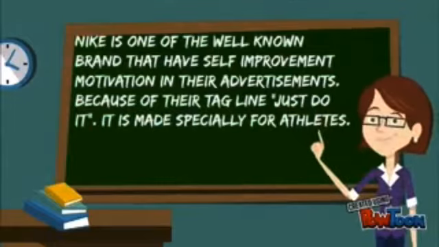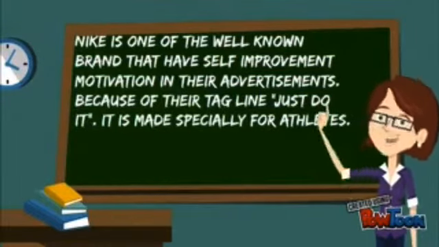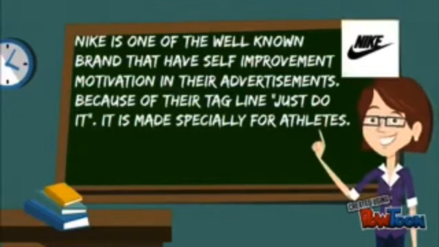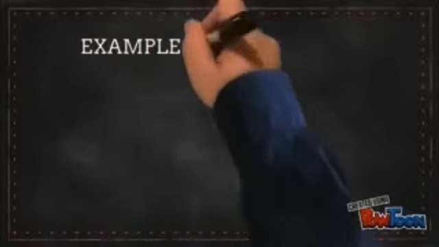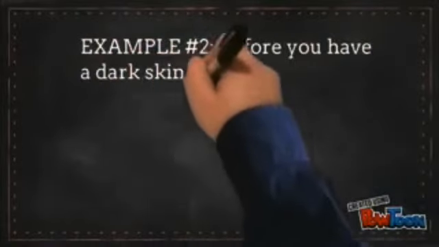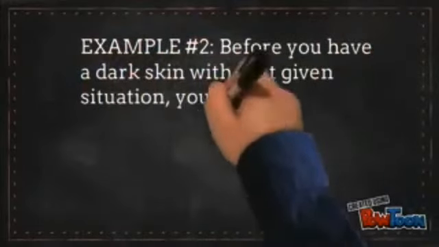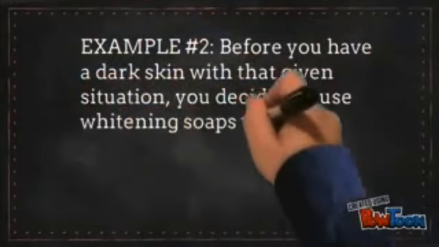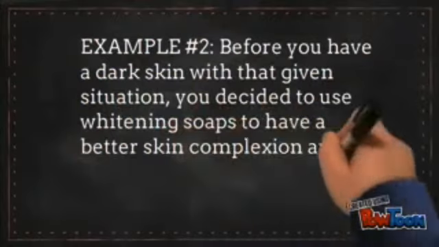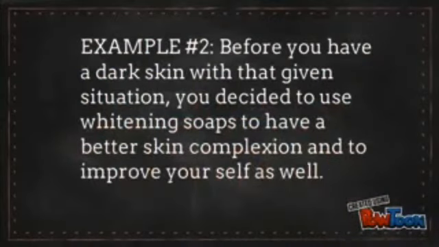And Nike is one of the well-known brands that have self-improvement motivation in their advertisement, because in their tagline, "Just do it," it's made especially for athletes. Another example, before you have a dark skin, with that given situation, you decided to use whitening soaps to have a better skin complexion and to improve yourself as well.